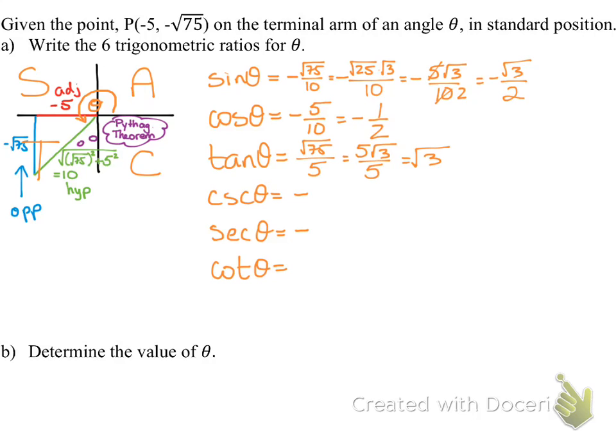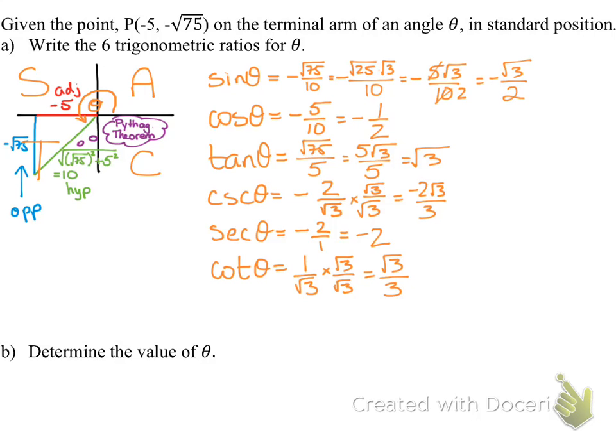Cosecant, because I already know sine, can just be the reciprocal, 2 over √3. Secant is just going to be the reciprocal of cos. Oh, sorry, I have to rationalize cosecant. So multiply both the top and the bottom by √3. And we get -2 roots of 3 over 3. Secant can just be the reciprocal of -1 over 2, which is -2 over 1, or just -2. And cotangent will be the reciprocal of tan, so 1 over √3. And I can multiply both the top and the bottom by √3. We have to rationalize again, and that's √3 over 3.